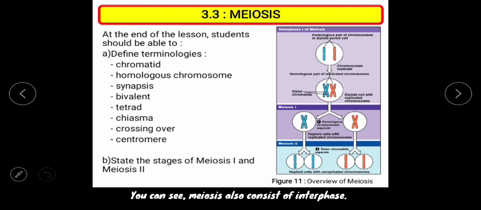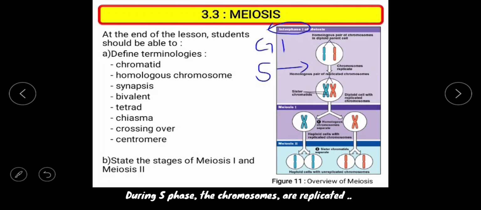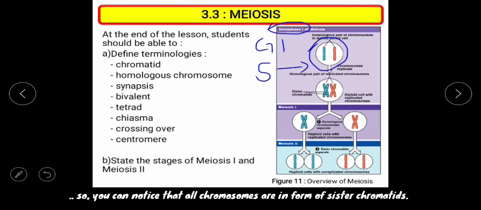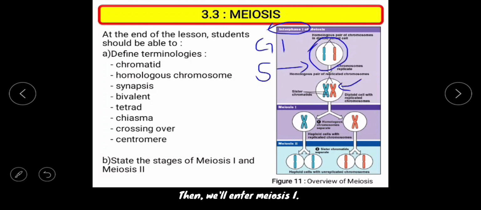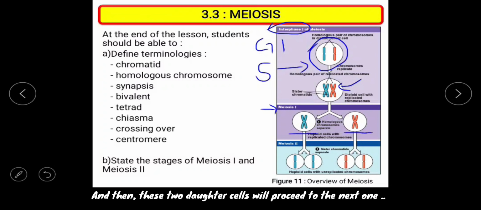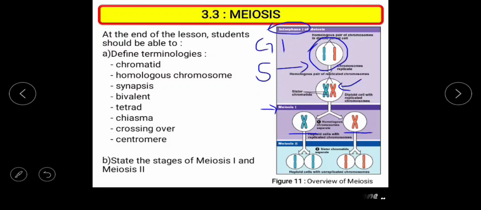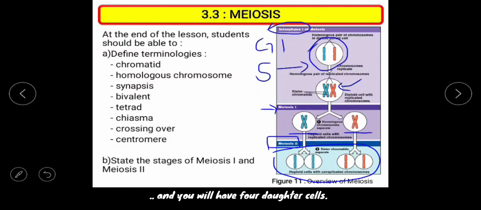You can see meiosis also consists of interphase, where we have G1, where the cell grows. During S phase, the chromosomes are replicated, so you can notice that all chromosome is in form of sister chromatid. Then we'll enter the meiosis 1, where the first division occurs, produces 2 daughter cells, 1 and 2. And then these 2 daughter cells will proceed to the next one, which is meiosis 2, and then each of them will divide again and you will have 4 daughter cells.